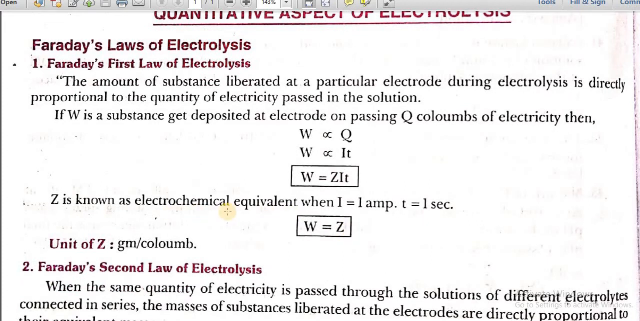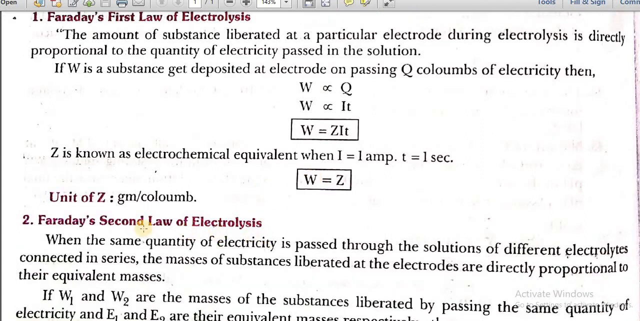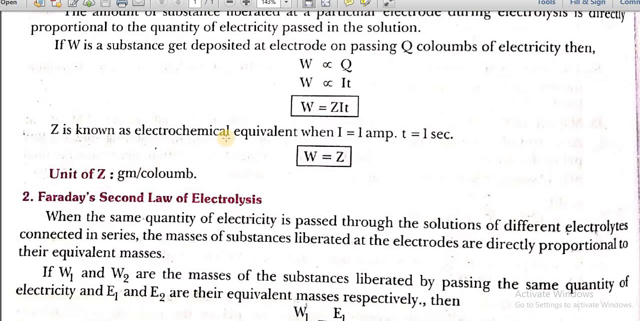Now Z is known as the electrochemical equivalent. It is a constant. Now when you put I, that is current, as 1 ampere and time as 1 second, then this equation reduces to W equals Z, that is the electrochemical equivalent is equal to the amount of substance liberated. The unit of Z, the electrochemical equivalent, is gram per coulomb. So this comes from Faraday's first law of electrolysis.